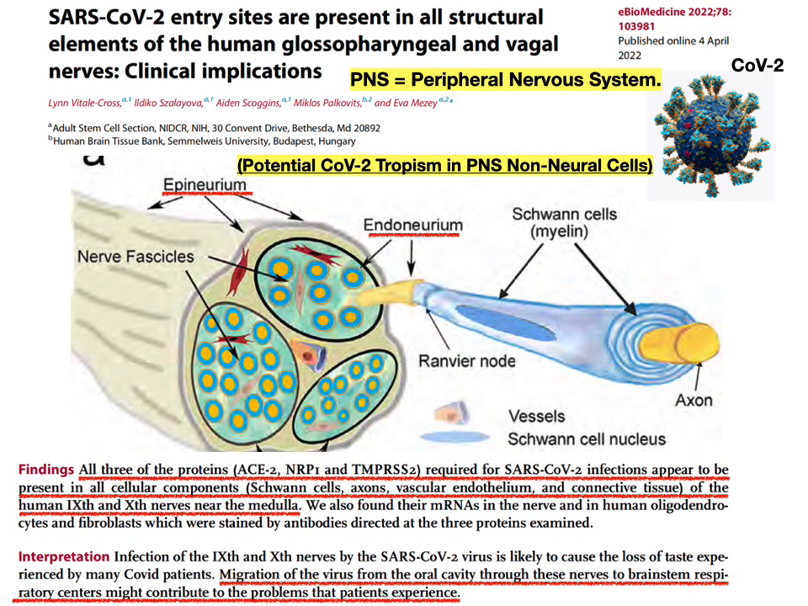Interpretation. Infection of the glossopharyngeal and vagal nerves by the SARS-CoV-2 virus is likely to cause the loss of taste experienced by many COVID patients. Migration of the virus, CoV-2, from the oral cavity through these nerves, cranial nerves, to brainstem respiratory centers might contribute to the problems that patients experience.